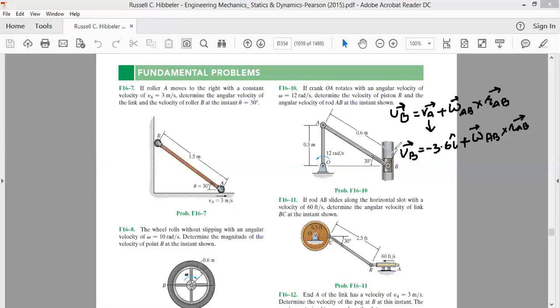So now we have the velocity of point B is equal to velocity of point A plus angular velocity of AB cross RAB. We have just found the value of VA. VA is equal to minus 3.6 i cap, so we'll write this as minus 3.6 i cap. Omega AB we have to find, and we also have to find the value of VB. Now, as far as the value of RAB is concerned, we can write it down.